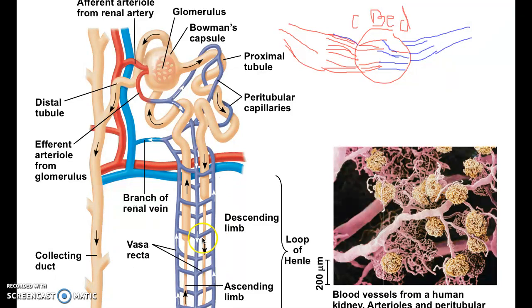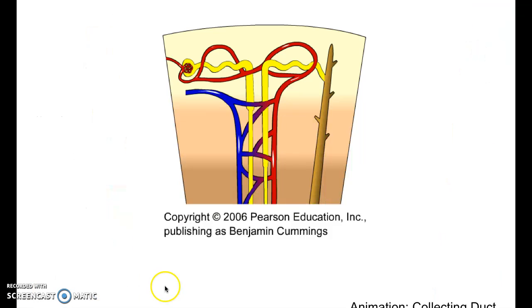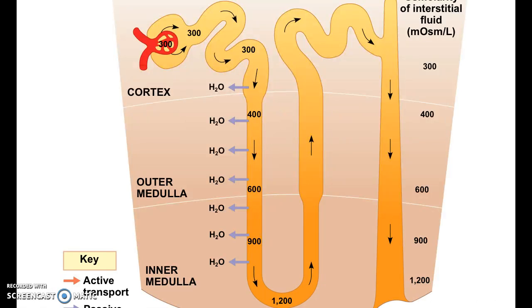This area is called vasa recta. Vasa recta is a capillary bed that kind of spreads along the loop of Henle. I hope this is clear, and this was the capillary bed. This is just another view of it. I obviously cannot play the movie. So let's look at what happens at each level.